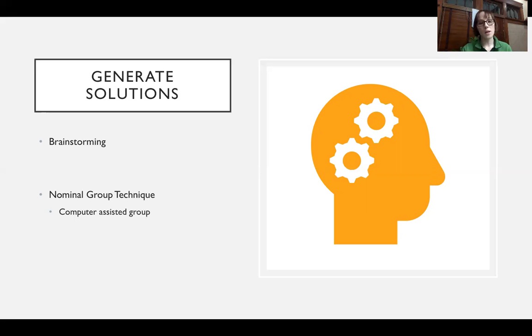The nominal group technique, unlike brainstorming, is far more structured. This involves people within a group listing their ideas, people then reporting on and evaluating these ideas, and then voting privately on them. These days, the nominal group technique is more often done through computer assistance. So you do it through an anonymous chat room, for example. And in that way, you can actually report ideas anonymously and then evaluate them anonymously.